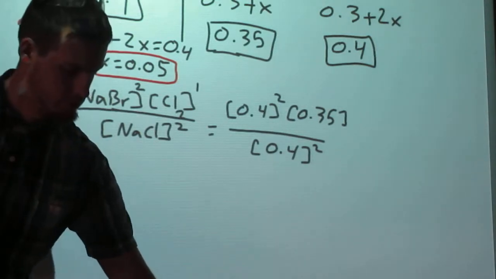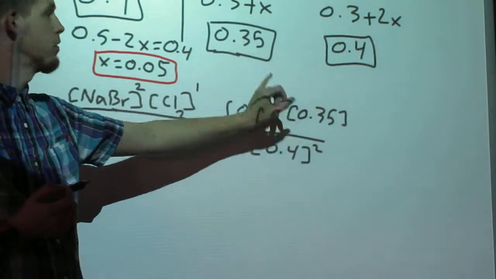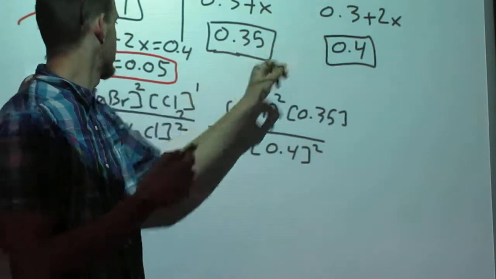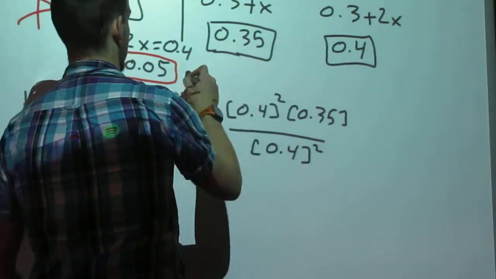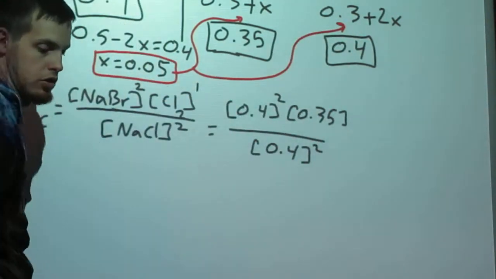Where'd you get 0.35 and 0.4? The 3, 5, and 4 here? Wait, because we plugged in x. Oh, shoot, yeah, you're right. Yeah, we plugged in the x values here. Good question.